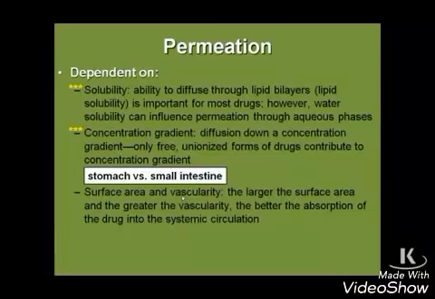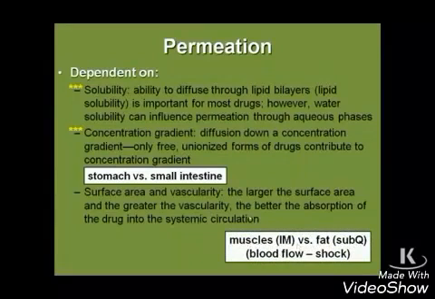Vascularity is also an important factor simply because it is going to influence the movement of the drug. The more vascular the tissue, the greater the movement of that particular drug. And you might think of an example related to routes of administration. For example, if you were to inject a drug intramuscular and compare that to injecting that same drug subcutaneously into the fat, you know that muscles are a more vascular tissue, and so the chances are that the drug is going to be absorbed much faster by the intramuscular route.